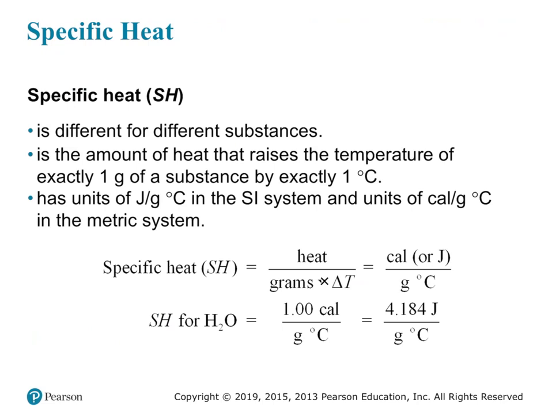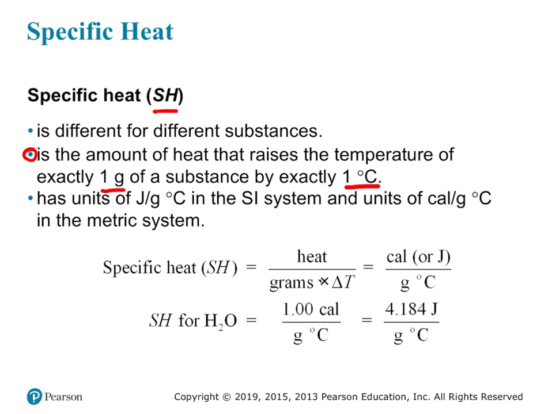All right, so let's define specific heat. And we sometimes abbreviate this as SH. So specific heat is different for different substances, kind of similar to density, depends on the substance that you're talking about. And specific heat is the amount of heat that raises the temperature of exactly 1 gram of a substance by exactly 1 degree Celsius.